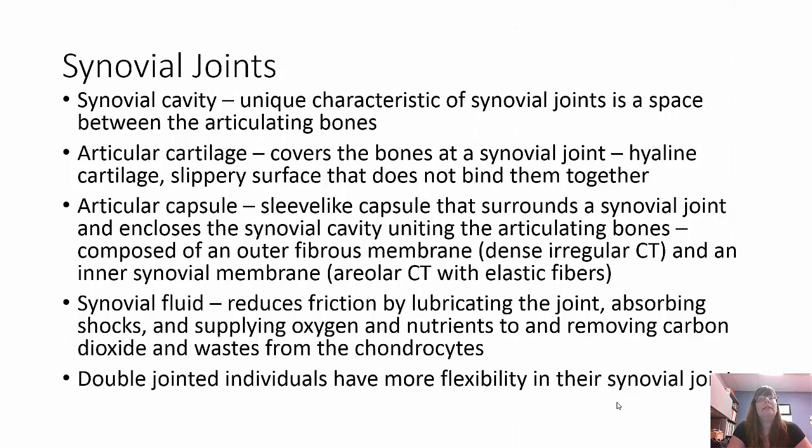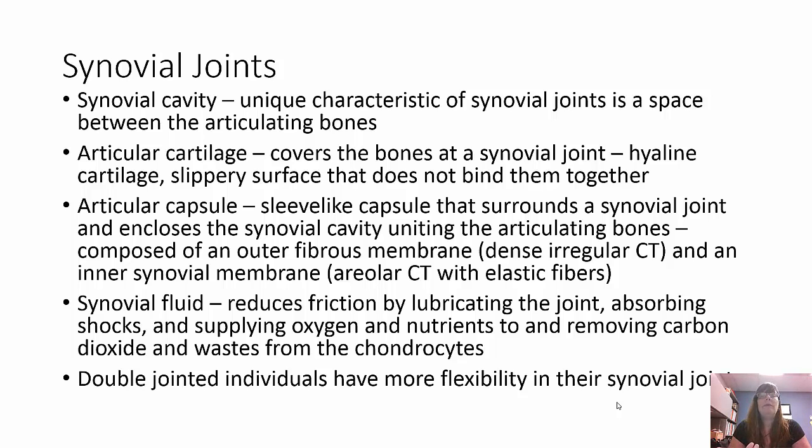Okay, synovial joints. We're going to talk about the 4 things that synovial joints have. The synovial cavity is the unique characteristic of these joints, and it's basically a space between the articulating bones. So if you have 2 bones next to each other, that little space between them is going to form the synovial cavity.